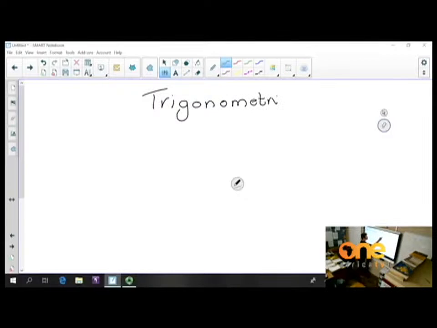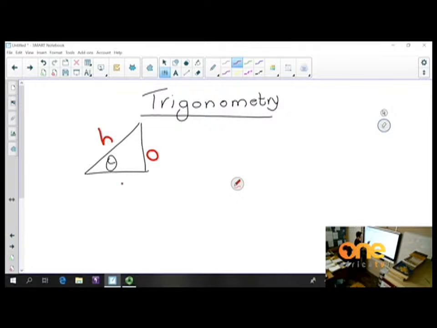Introduction today, and for the first exam paper, we're just going to do the introduction with right-angled triangles. So this is a right-angled triangle. There's theta, and we label this then as the opposite side, the hypotenuse, and the adjacent.